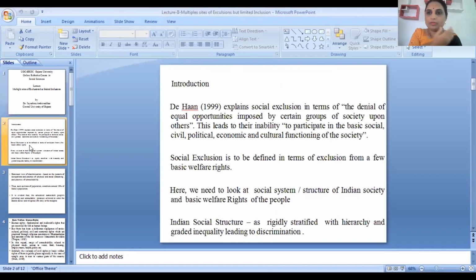I would like to go back to yesterday's lecture and take 2 points from there. Two definitions, rather, which explain denial of equal opportunity imposed by certain groups of society, or it can be an individual, upon others, which leads to their inequality to participate in the basic social, cultural, political, economic functioning of the society, and so on. Now, the definition is also very contextual and very easy one, which says exclusion from few basic welfare rights is social exclusion. Now, these were the things which we covered yesterday.